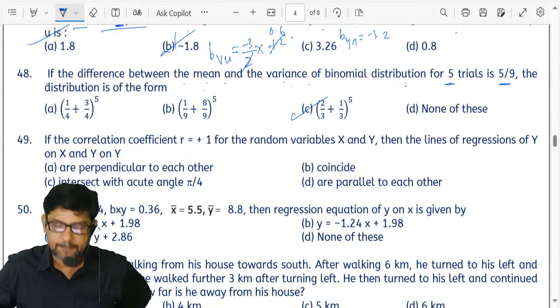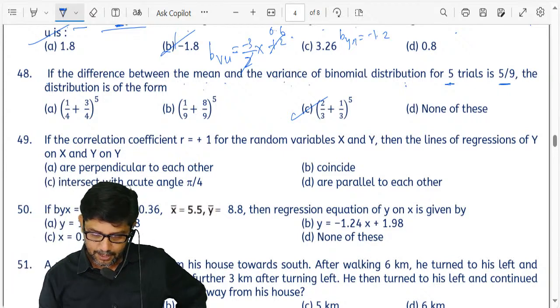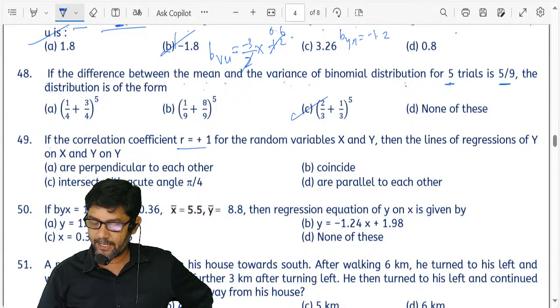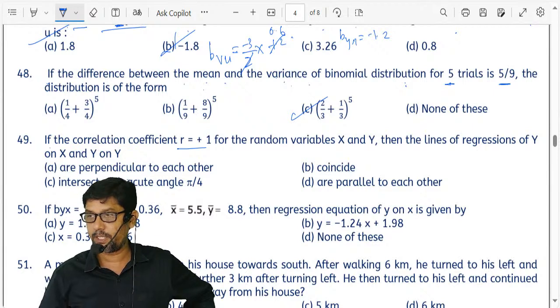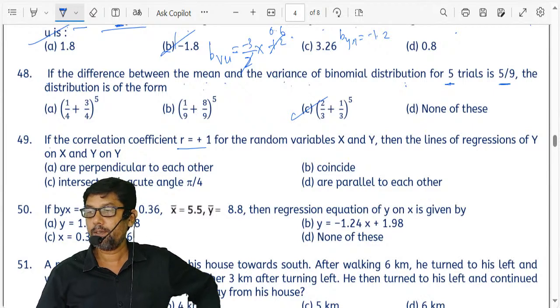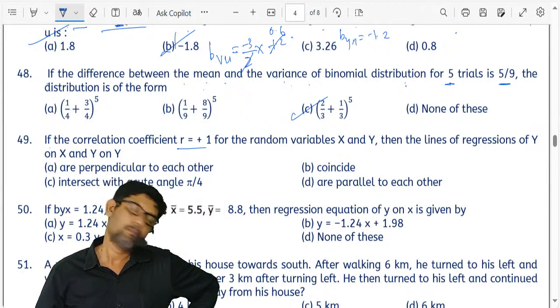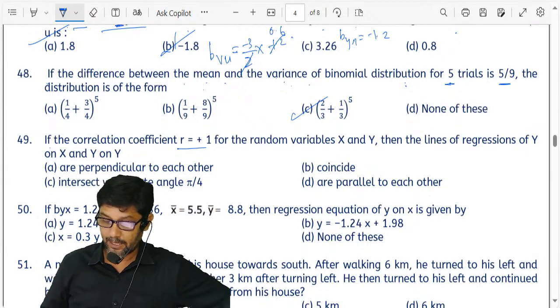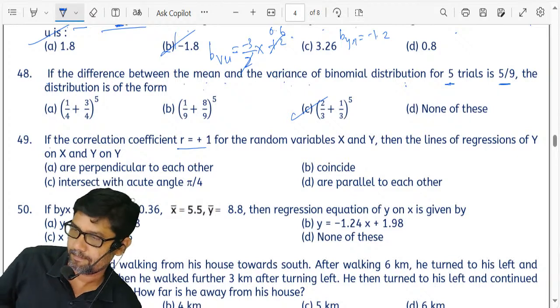Yes. Okay. Next. If the correlation coefficient r is equal to plus 1 for the random variables x and y, then the lines of regression y on x and x on y are what? Is it coincident or parallel to each other? Are you sure? What are others giving as the answer? Let's see.